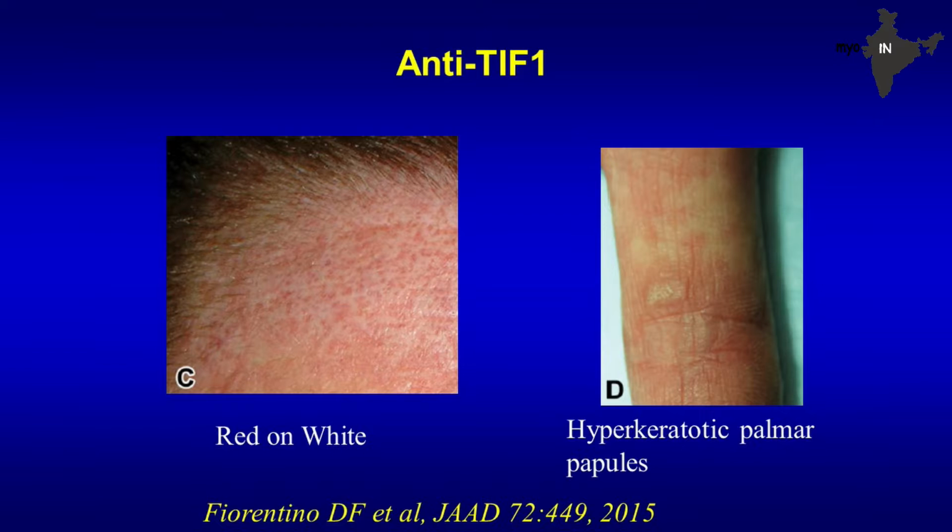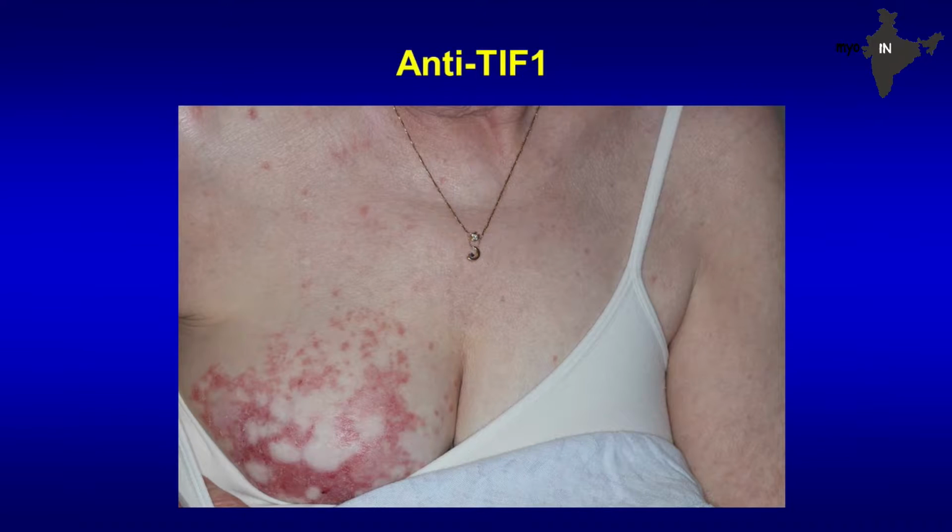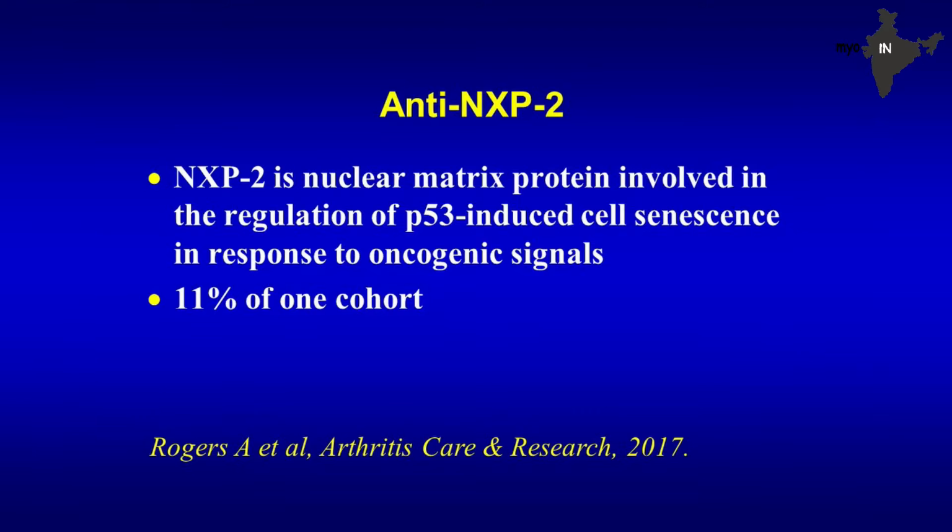Here's the red on white changes you can see on the left, and hyperkeratotic palmar papules. This is also a red on white anti-TIF1 gamma patient, and again, a rather distinctive appearance.